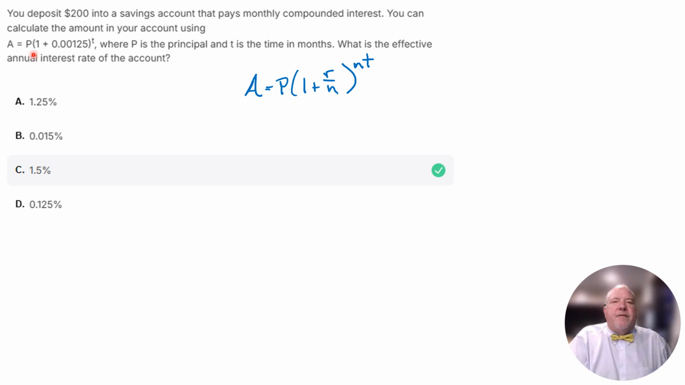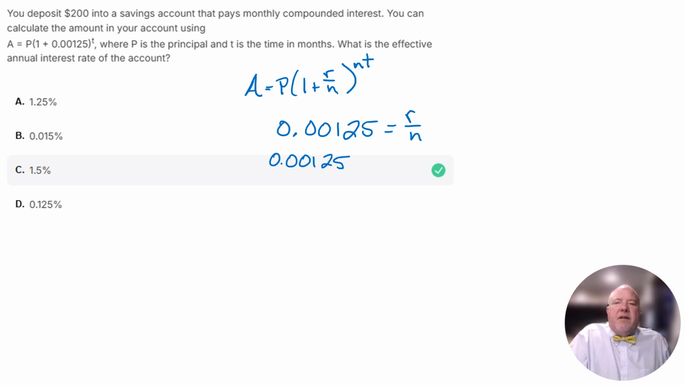So we have this 1 plus 0.00125, and now we know that that is equal to R over N. And so what I'm going to do is take that, and I'm going to set 0.00125 equal to R over N. And the N, we already said, is 12, so let's plug that in. So that gives us 0.00125 equals R over 12.